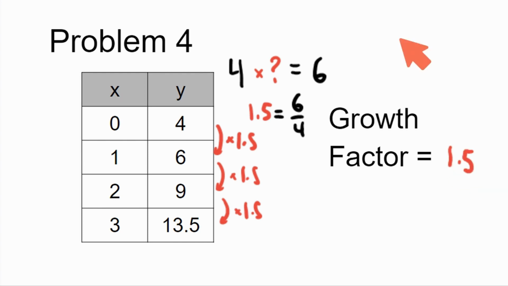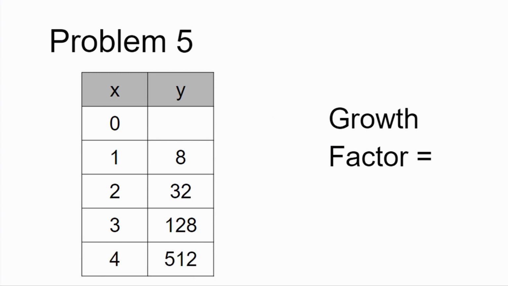So our growth factor isn't always going to be a whole number. We could always take the next term divided by the term before it to help us figure out what the growth factor is. Problem 5. What's the growth factor for this table? Notice that as I move down, 8 times 4 is going to bring us to 32. 32 times 4 is going to be 128. And 128 times 4 is going to be 512. So our growth factor is times 4.